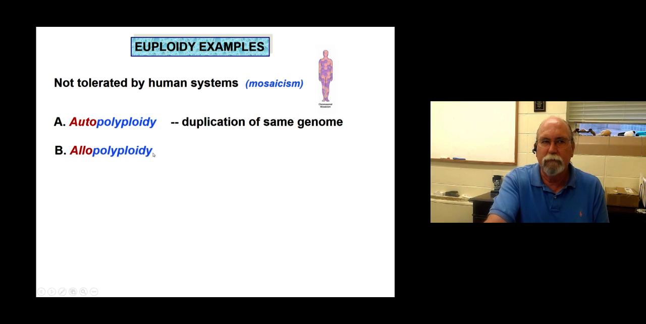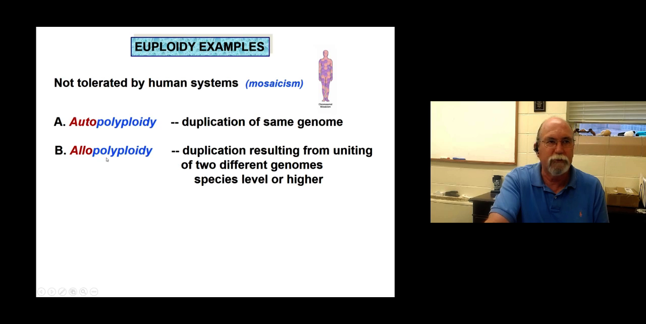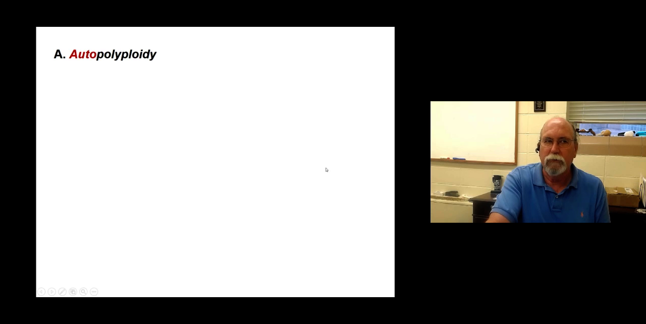The converse of this is an allopolyploid. Allo means different, just like allele meant different, right? Different forms. This is duplication resulting from two different genomes, usually at the species level or higher. And we'll talk about where those are meant, okay? So let's first look at autopolyploid.